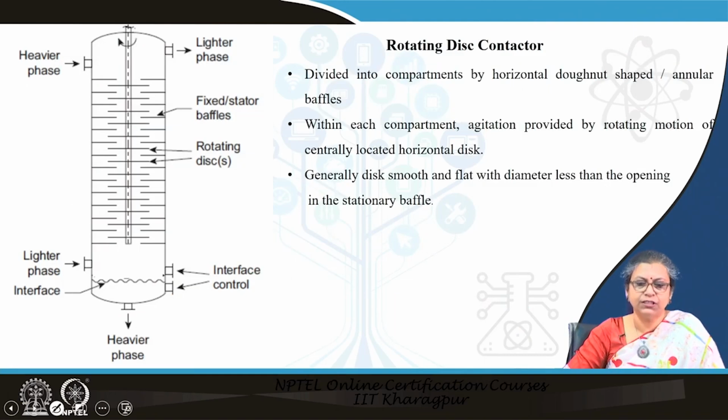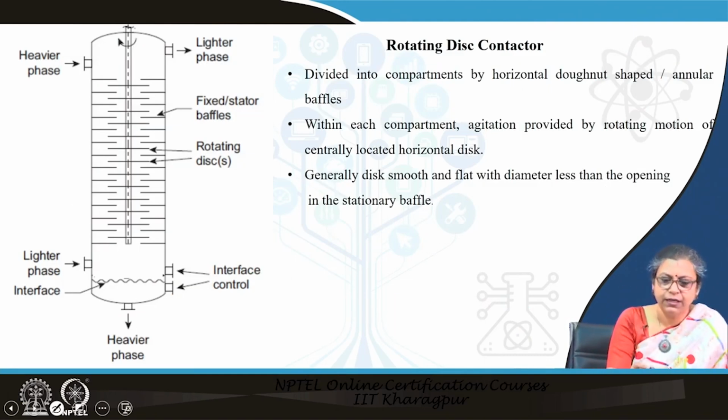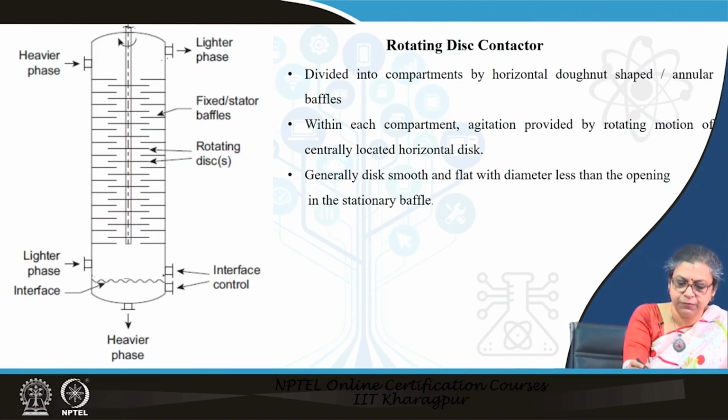In the rotating disc contactor, we have the same arrangement, the lighter phase in, then the heavier phase out, and in this case, as the interface is at the bottom, it is quite natural that the heavier phase was the dispersed phase. In this particular case, the entire column is divided into a large number of compartments. Each of them is one compartment, and they are divided by means of baffles which are annular shaped baffles which divide the entire column into sections.